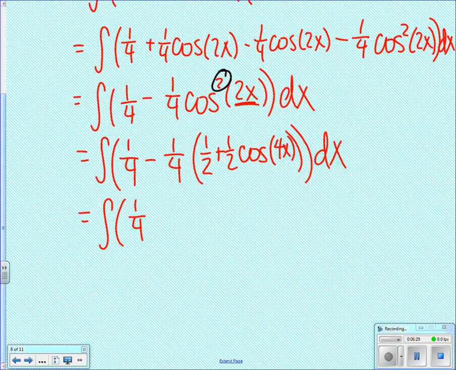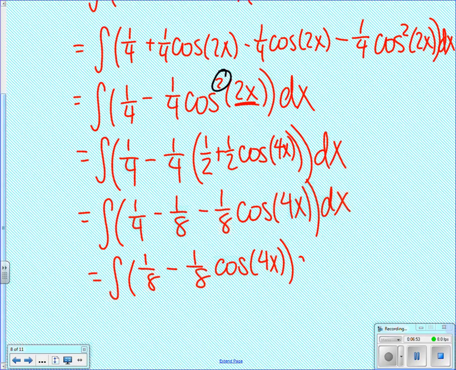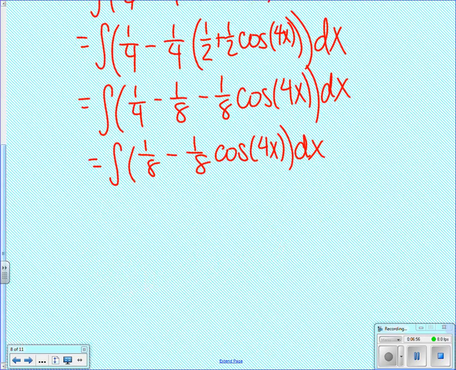We have 1/4 minus 1/8, and then minus 1/8 cosine of 4x. Those first two terms can be combined. 1/4 minus 1/8 is going to be 1/8, and then minus 1/8 cosine of 4x dx. Now we integrate. Integration of 1/8 is going to be 1/8 x. The integration of cosine of 4x is going to be the sine of 4x.